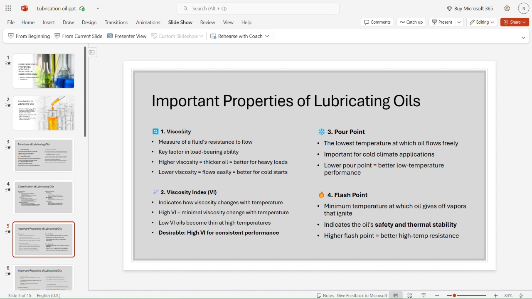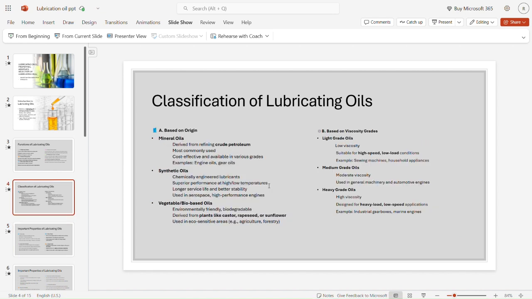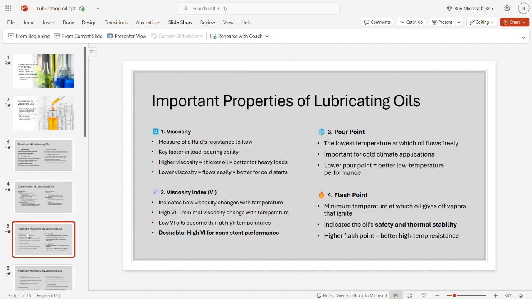Our next slide is about the properties of lubricating oil. As we discussed, viscosity is one of the important properties in lubricating oil, because on the basis of viscosity we have categorized the three main types of lubricating oil, such as light grade oil, medium grade oil and heavy grade oil. Viscosity measures the fluid's resistance to flow. Higher viscosity means thicker oil and is better for heavy loads, and vice versa, lower viscosity flows easily and is better for cold start.